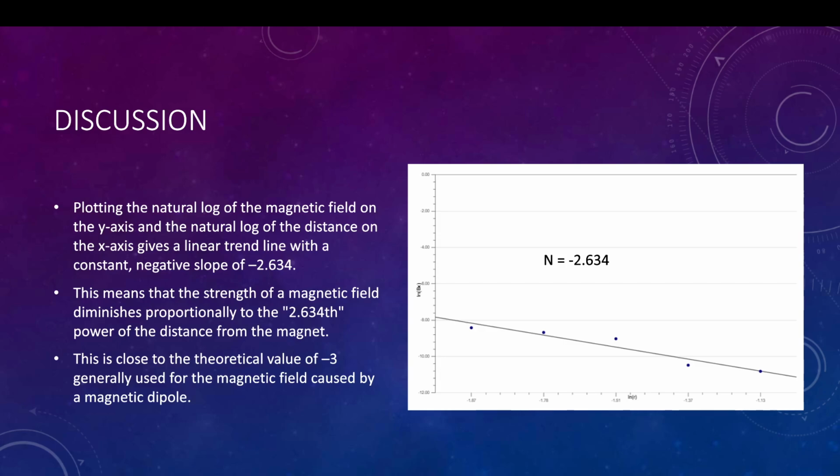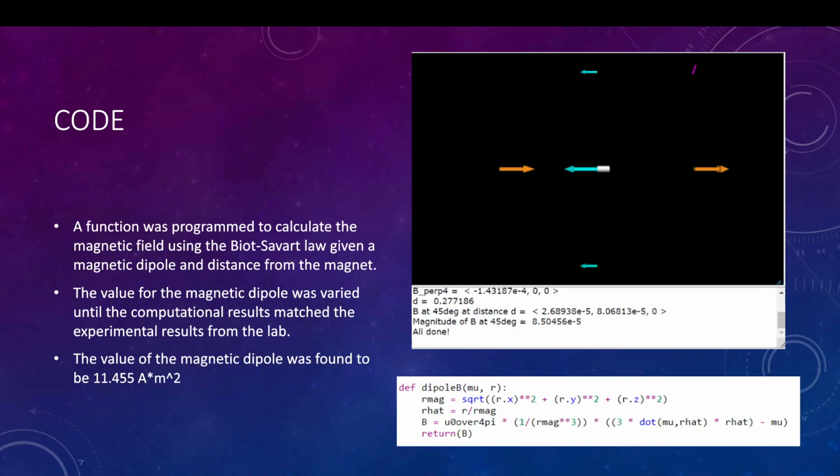This means that the strength of the magnetic field diminishes proportionally to the 2.634th power of the distance from the magnet. This is close to the theoretical value of negative 3, generally used for the magnetic field caused by a magnetic dipole. For the computational portion of this lab, a function was programmed to calculate the magnetic field using the Biot-Savart law given a magnetic dipole and the distance from a magnet.